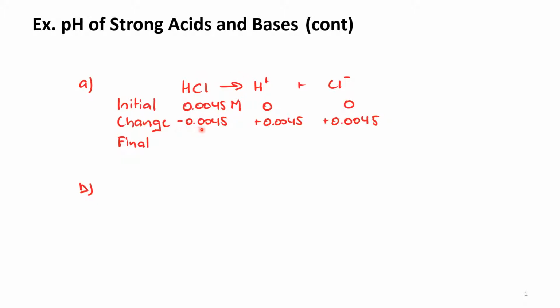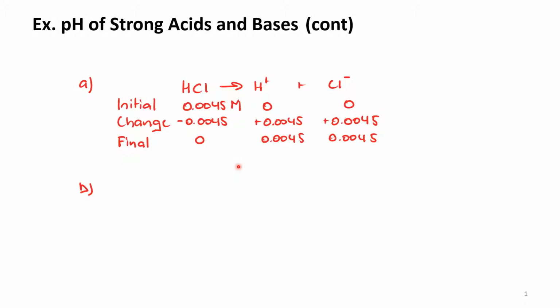So if we're losing 0.0045 molar HCl on the reactant side, then we must gain 0.0045 molar H plus on the product side. For chloride, the stoichiometry is also 1 to 1, and so we have a change of plus 0.0045 molar for that as well. For the final concentration, we simply add up the columns, and we notice that this column adds up to 0, which makes sense because all of the HCl is consumed in the reaction. For H plus, we produce 0.0045 molar H plus, and for chloride, we also get 0.0045 molar Cl minus.